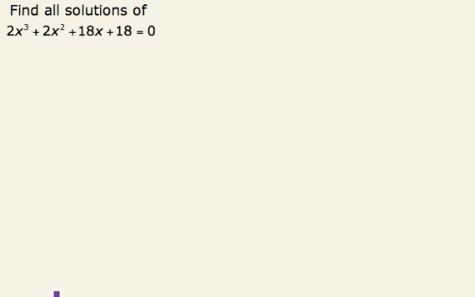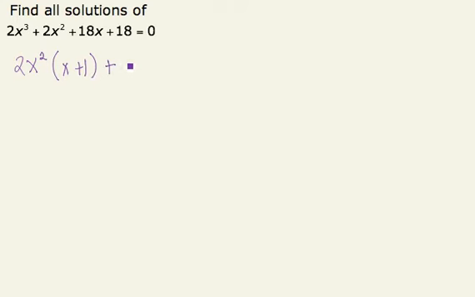Find all solutions of the following equation. Looking at this equation, I see that there are some common factors in the first two terms as in the second two terms. So I might pull out those common factors. I can pull out a 2x squared from the first two terms, leaving an x plus 1.